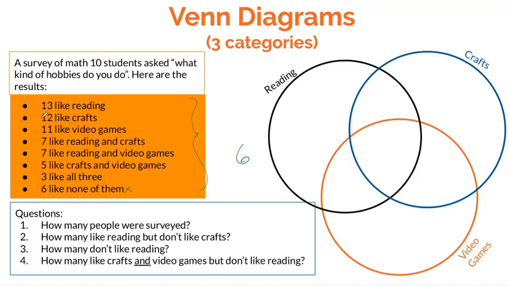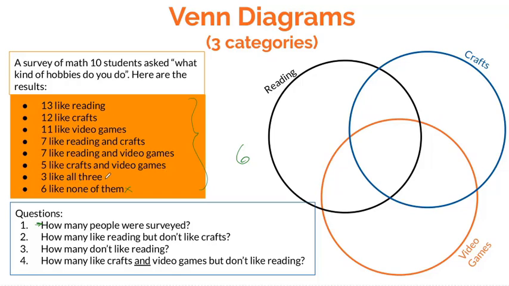But now, if we just start adding this up to answer, let's say, this first question, how many people were surveyed, just like we saw in the 2 category cat-dog diagram, we can't just add the numbers that are given, because if 13 like reading, 7 like reading and crafts, that's going to overlap some people. And likewise, the 3 that like all 3, some of them might be in the reading and crafts, and some of them will be in the reading.